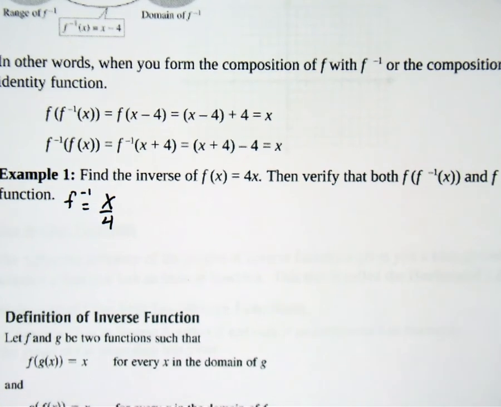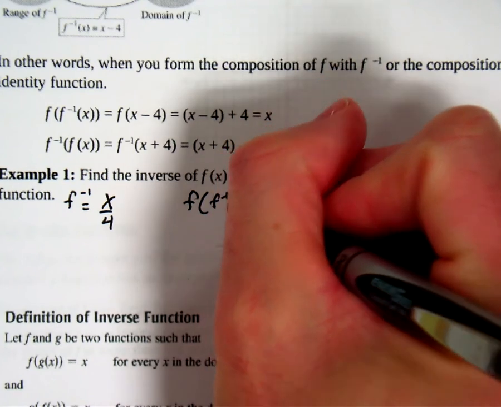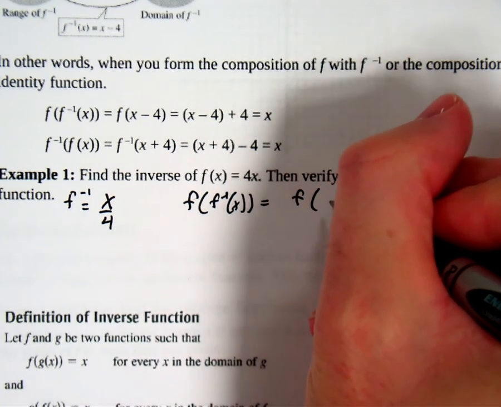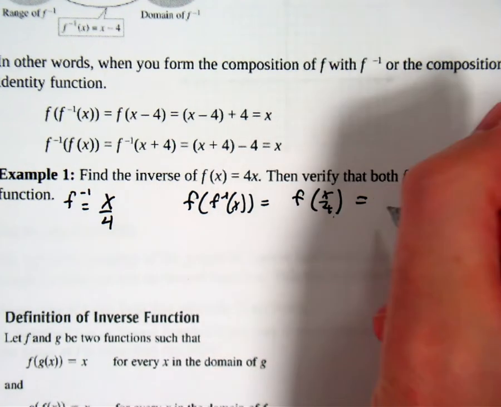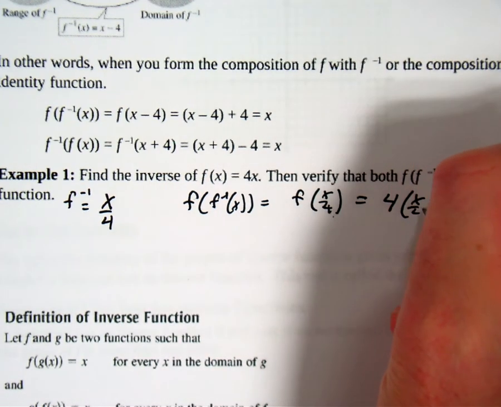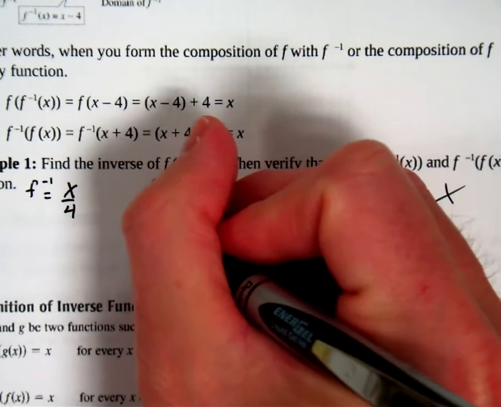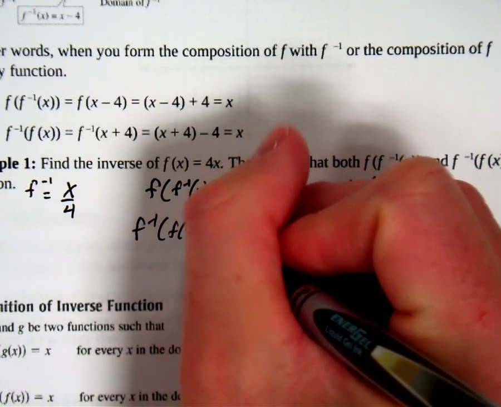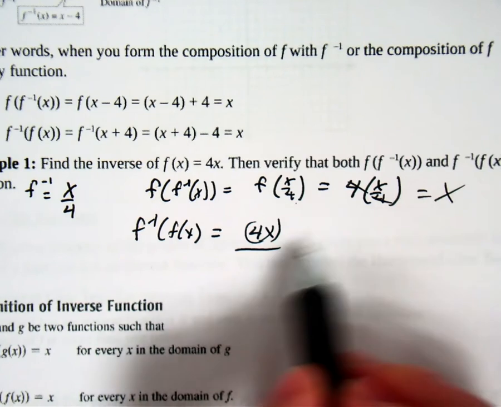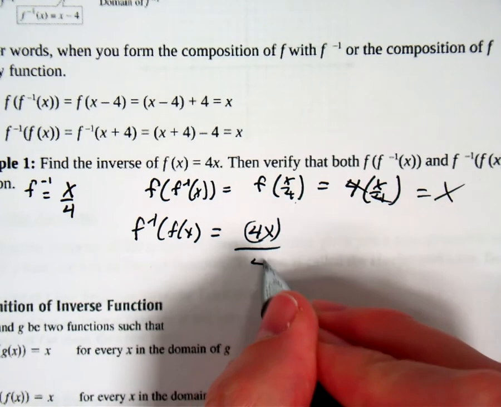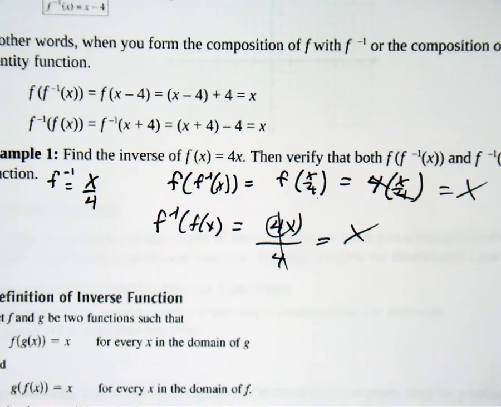Alright, f of f inverse of x. So f of x over 4. So if I put x over 4 in there, 4 times x over 4, the 4's would cancel out, and we're right back to x. What if I do f inverse of f of x? So f of x was 4x, and I put that into here, x over 4. Again, the 4's cancel out, and we're back to just x. So yes, indeed, this is the inverse function.